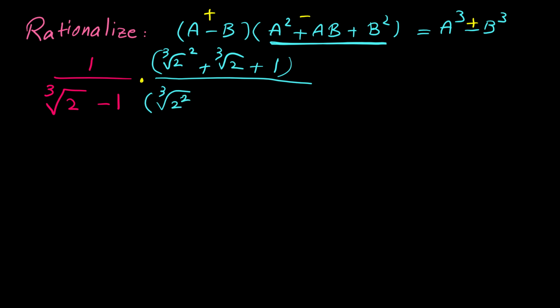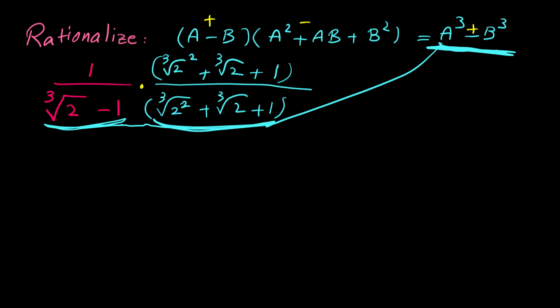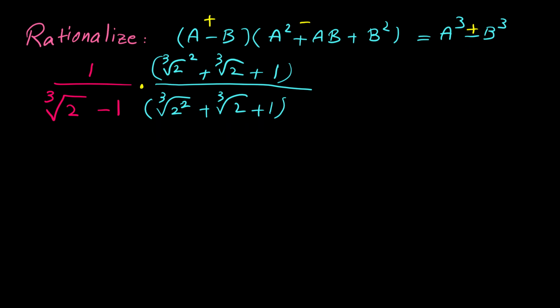You can put the 2 outside or inside, doesn't matter, plus cube root of 2 plus 1. Now attention, here we have a minus b and we multiply by a2, ab, b2. The answer is a to the 3 minus b to the 3. So when we multiply the denominator by the denominator, we have cube root of 2 to the 3 minus 1 to the 3.